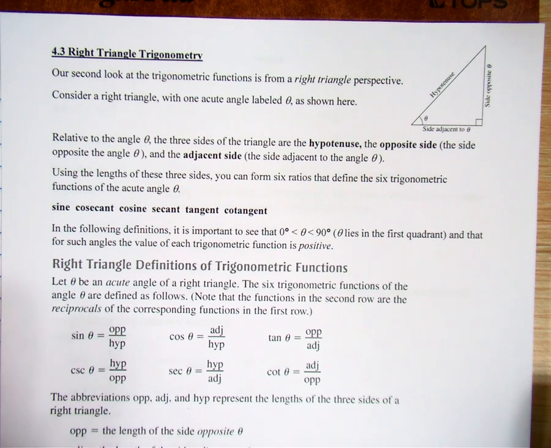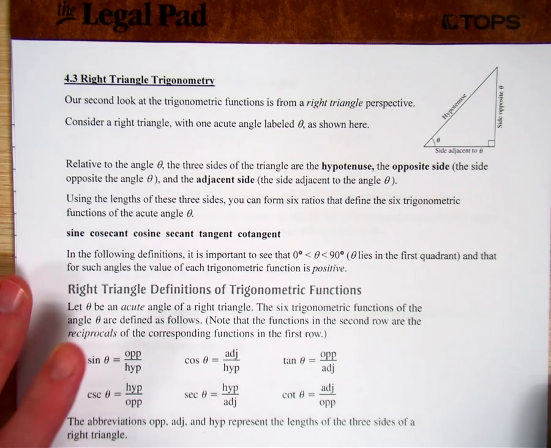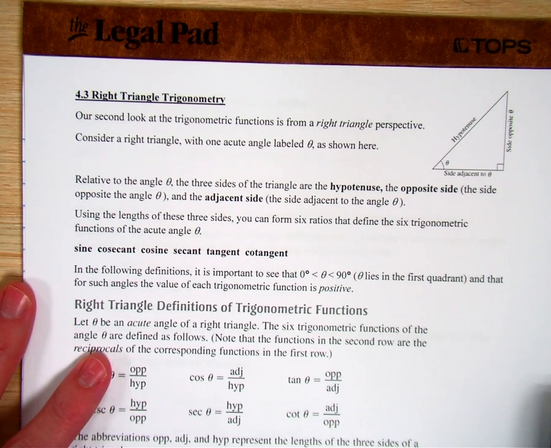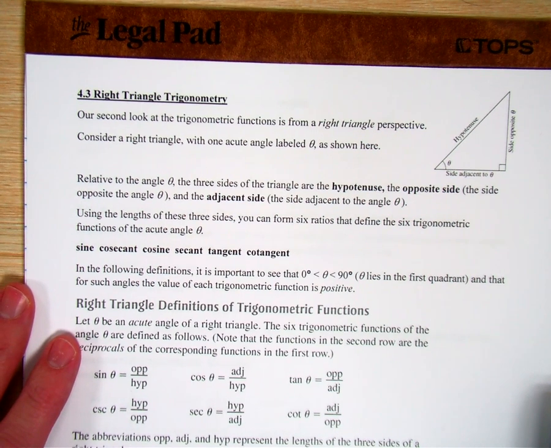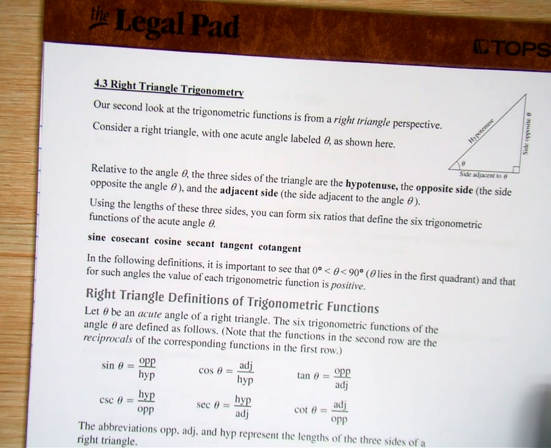Hello, PreCalc. Here we are with 4.3 today. We got some right triangle trigonometry. You guys have done this in geometry and in Algebra 2, so I'm probably going to breeze through these notes pretty quick because, as you can tell, the voice is not the strongest.